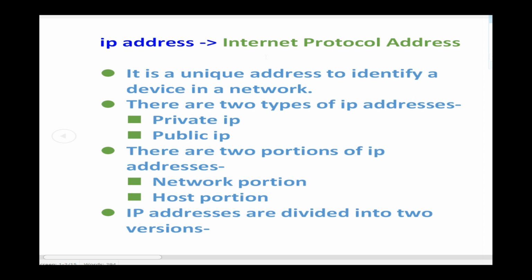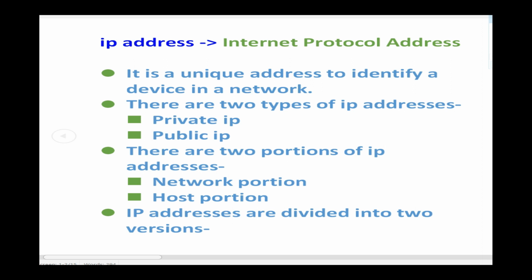Private IP means you don't have to buy it from your internet service providers. Private IP you can give by yourself for intranets. Public IP means public IP is used for internet and you have to buy that IP from ISP. So there are two portions of IP address, that is network portion and host portion. So we'll talk about these portions when we go to the subnetting concept.